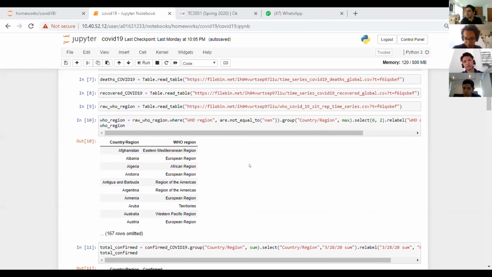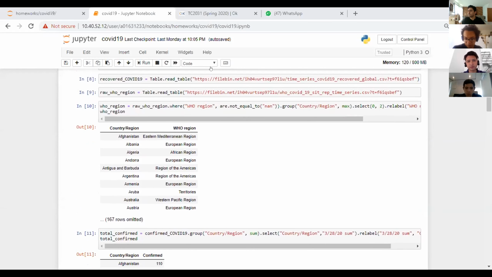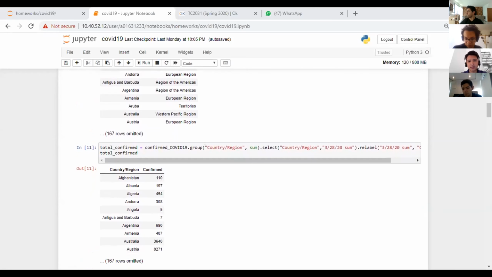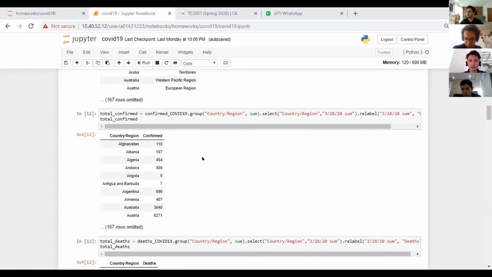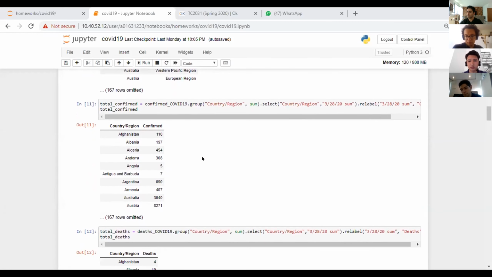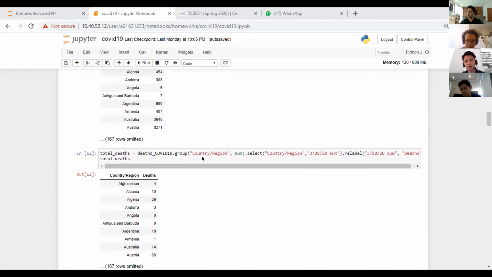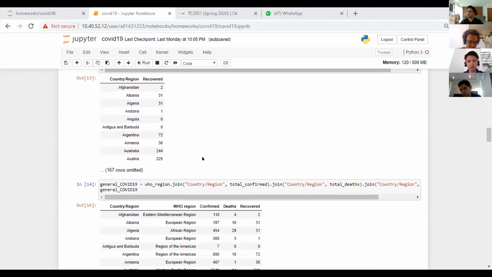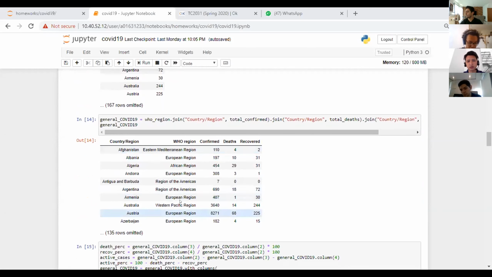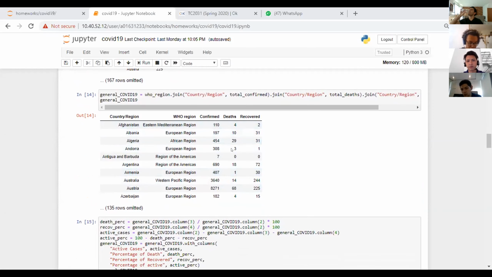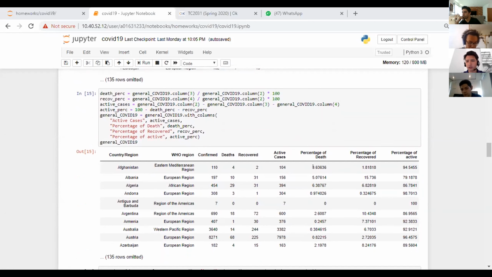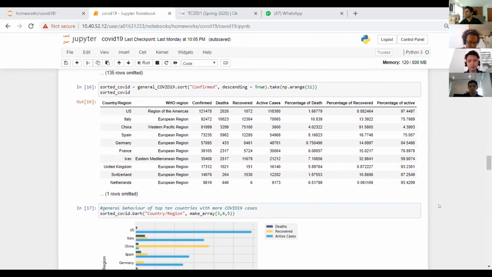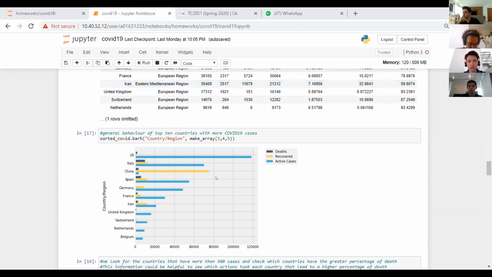Okay, thank you. For example, right here, I uploaded all the files. And in this case, I grouped it because, like my previous partner said, there are several regions. China has a lot of regions, and the United States has a lot of regions. So I grouped all the information to get a general table with the confirmed, dead and recovered. Then I got the percentage of death for each country, the percentage of recovered people, and the percentage of active.